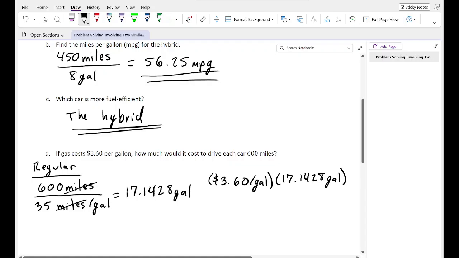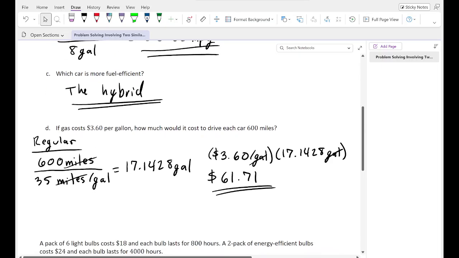So essentially this is a fraction here with a gallon in the bottom and a gallon up top, which means that they will both cancel out. And then I just do the 3.60 times the 17.1428. And since we're dealing with money, you should always round to the second decimal place unless told otherwise, which is going to give us $61.71. So that's how much it would cost to drive 600 miles in a regular vehicle in this example.